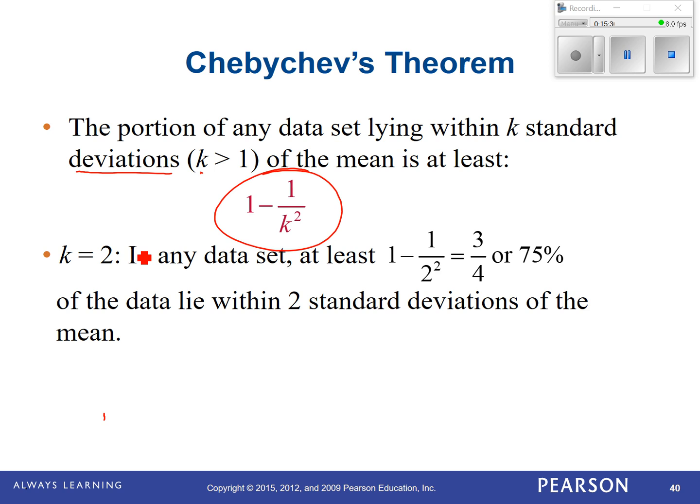So if k equals 2 in a data set, we do 1 minus 1 over 2 squared. Well, 1 over 2 squared is 1/4, and 1 minus 1/4 is 3/4, or about 75%. So we're saying, using Chebyshev's theorem, about 75% of all the data should fall within those 2 standard deviations, one either above or below the mean.